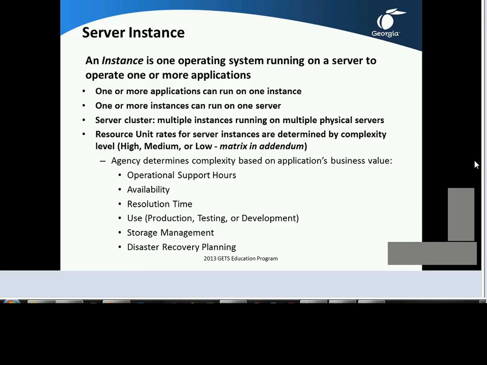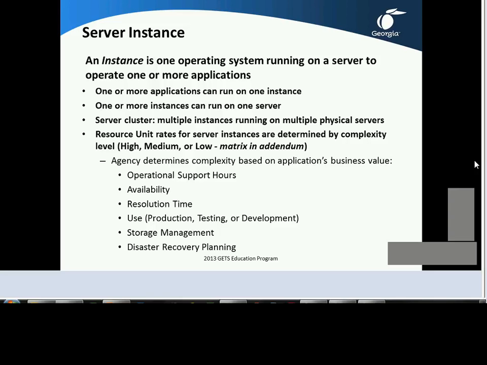And as far as the rates are concerned between high, medium, and low, high complexity server instances cost more than medium, and medium costs more than low. At least that's what it's priced through the contract. And the question you're maybe asking yourself is, can I save money by changing the complexity level of my server instances? Well, the answer is it depends.